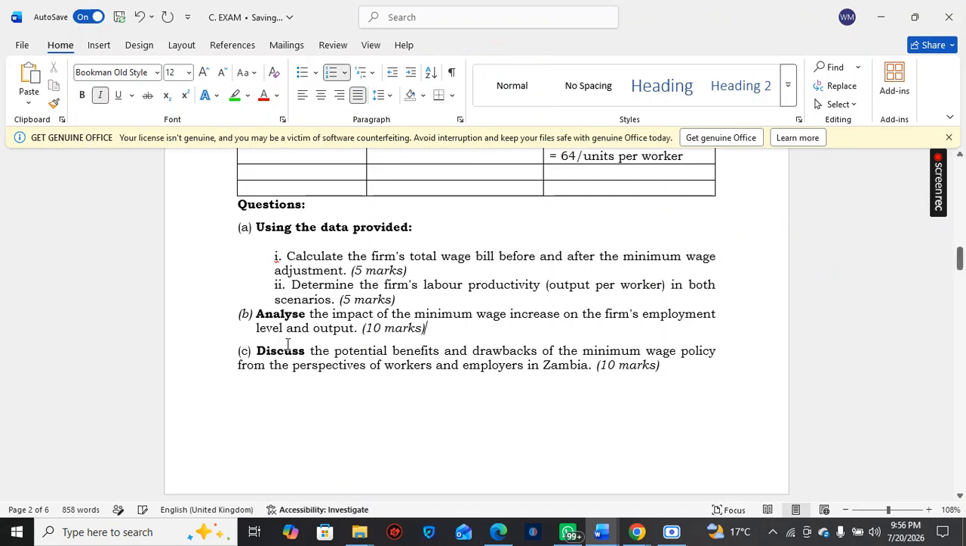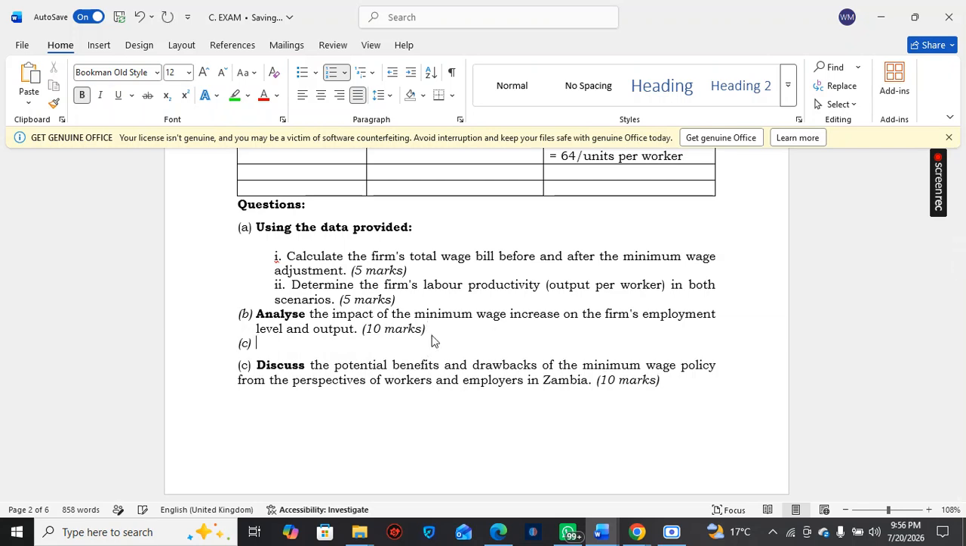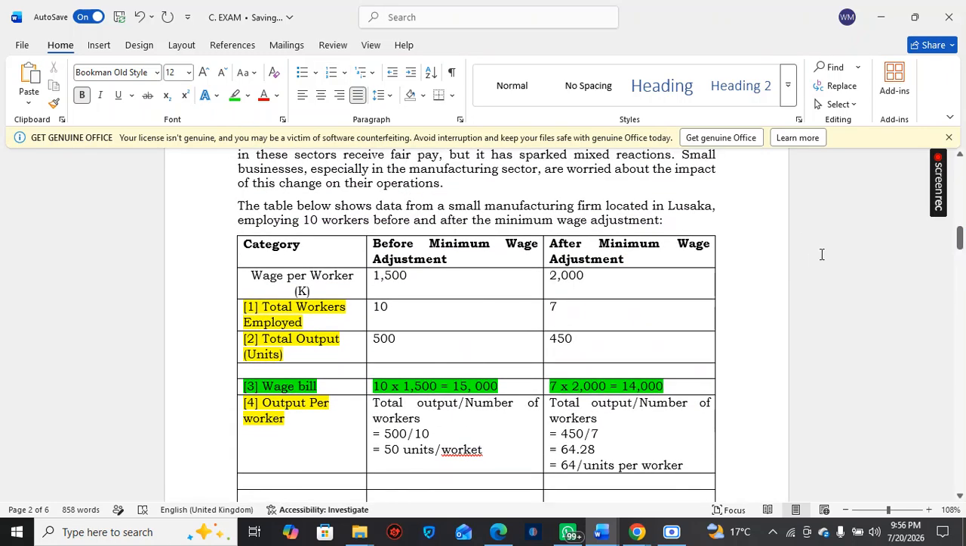Analyze the impact of the minimum wage increase on the firm's employment level and output. So colleagues, this is basically what happened. When this minimum wage increased from 1,500 to 2,000, the labor cost became high to maintain these 10 workers. This firm couldn't maintain these 10 workers at this new wage, so the firm had to lay off workers.